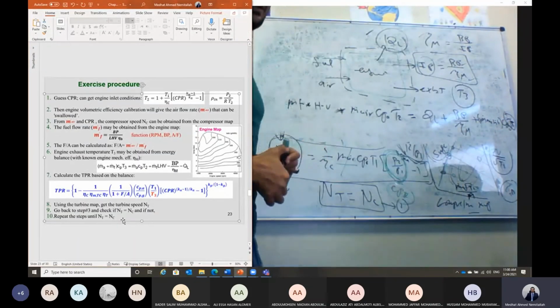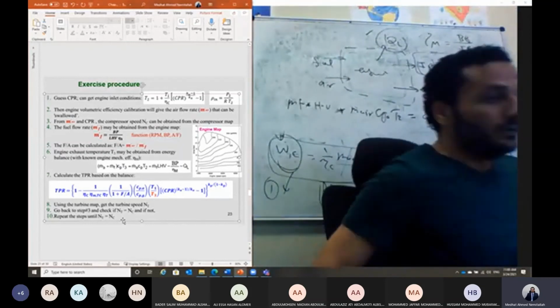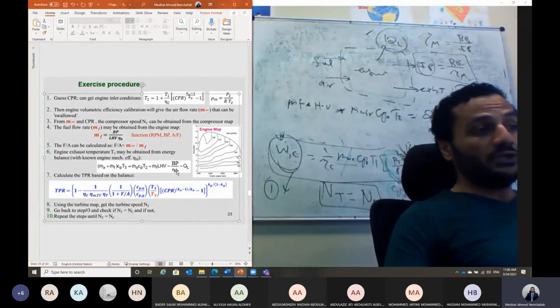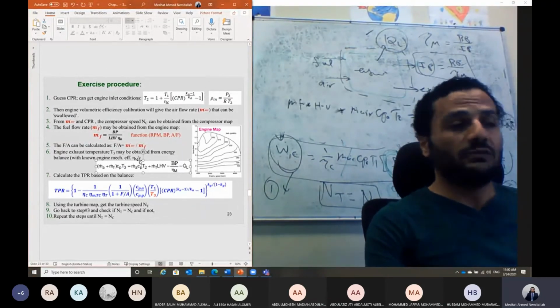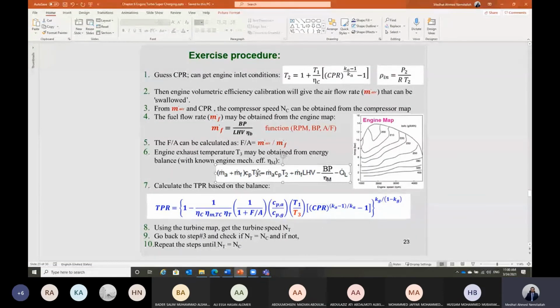Okay, so let's look at this equation, Shabab. This is the balancing equation. Based on this equation, all variables are known values. Then we can get the temperature T3 in this case.